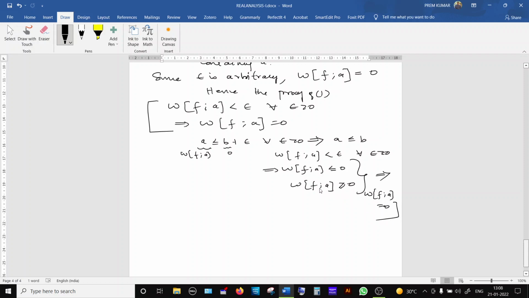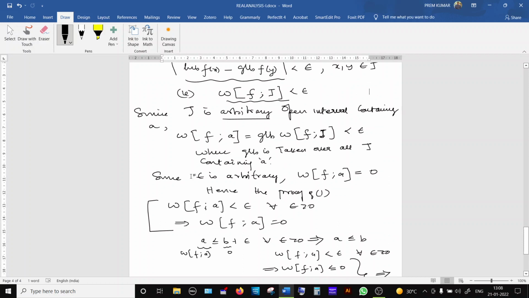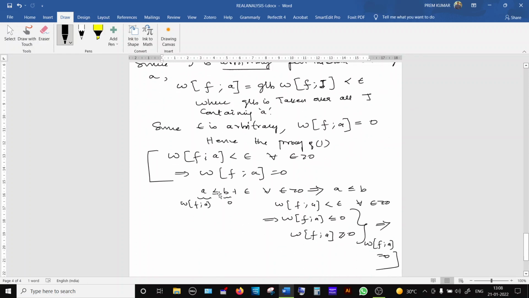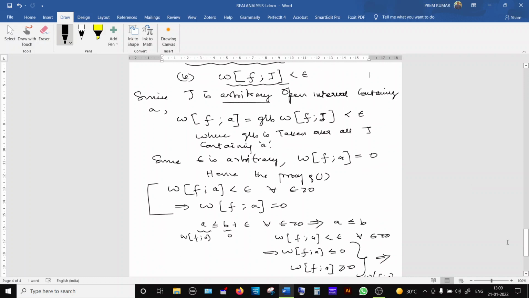Okay. So that's why we simply write, since epsilon is arbitrary, this should be 0, just complete it. But here we have a lot of explanations. This is how we get the equals to. This is the proof of a.